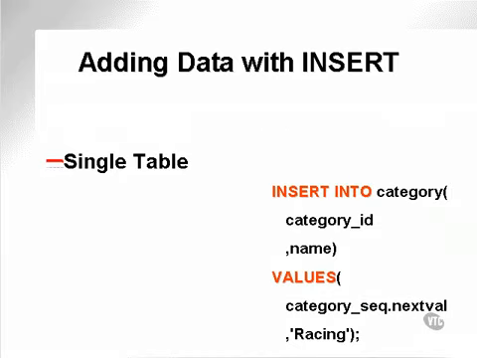Here's a simple example. I'm inserting into the category table a category ID and a name. The syntax shows that I need to specify values. Here I'm doing the next value on the category ID sequence, and I'm giving the category name of racing.